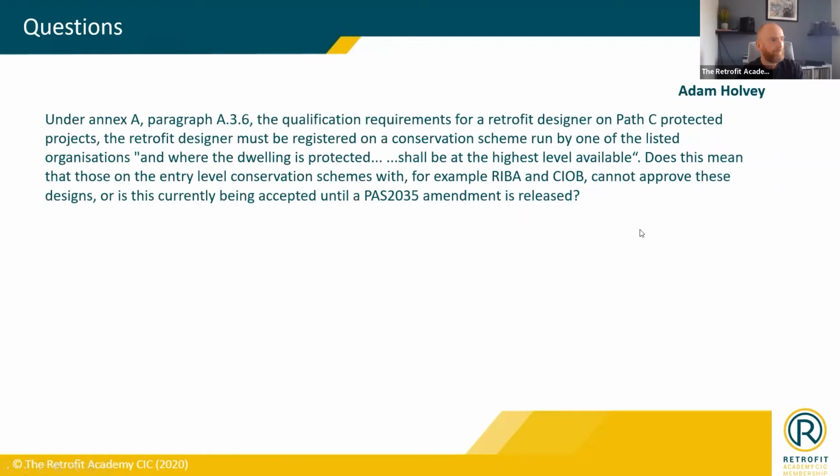Okay, let's go with our first pre-submitted question. This is from Adam. Adam has asked, under Annex A, paragraph A.3.6, the qualification requirements for a retrofit designer on Path C protected projects. The retrofit designer must be registered on a conservation scheme run by one of the listed organisations, and where the dwelling is protected, shall be at the highest level available. Does this mean that those on the entry-level conservation schemes with, for example, REBA and CIOB cannot approve these designs, or is this currently being accepted until the PAS 2035 amendment is released?